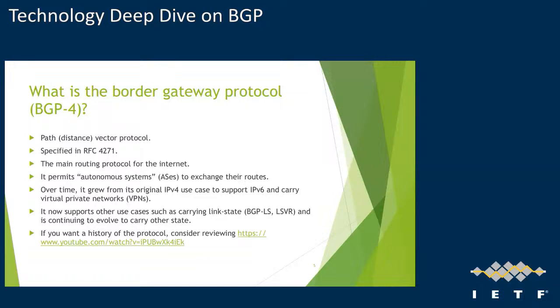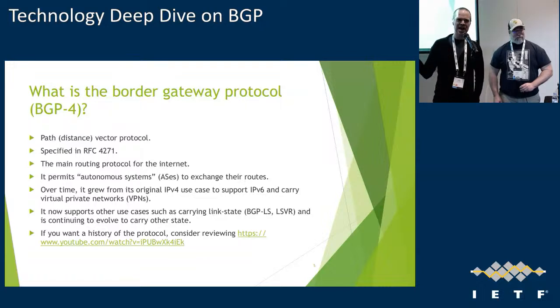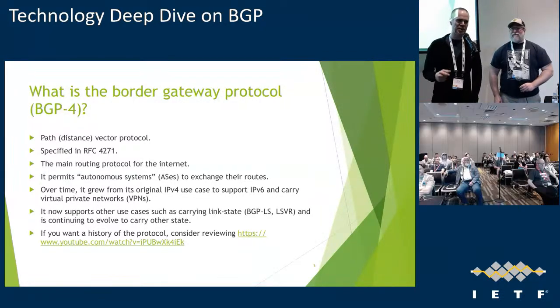So I'm going to assume that everyone knows enough about what it means to be a distance vector protocol or a Bellman-Ford protocol. And that's all we're going to say about it here. So it's in RFC 4271 and then a cast of thousands of other, or at least dozens of other RFCs. And it's the internet routing protocol.